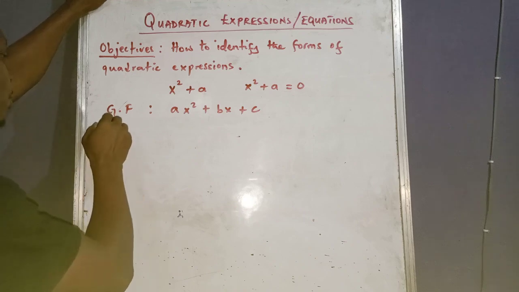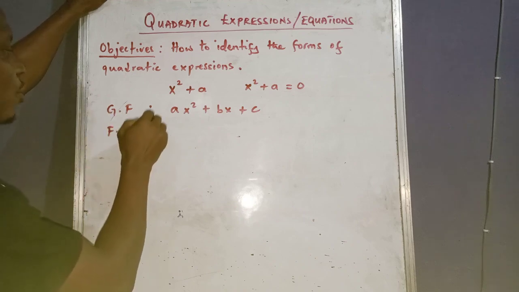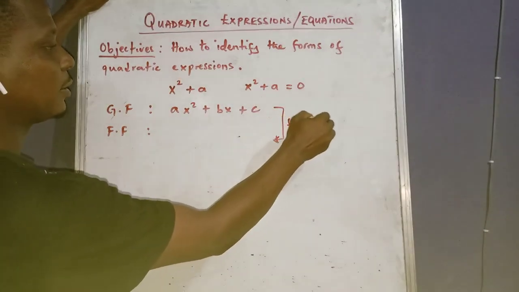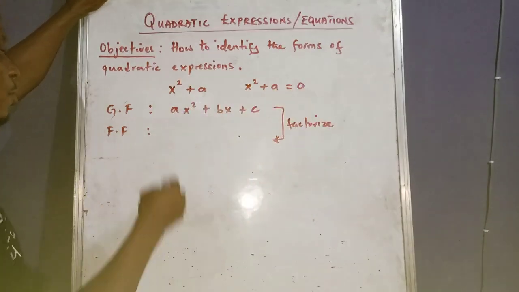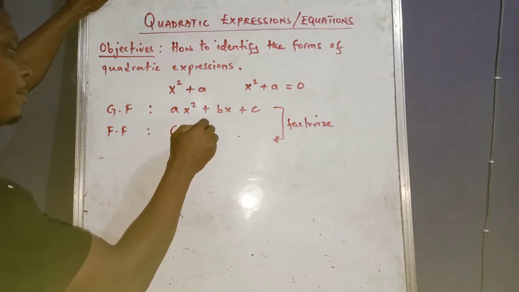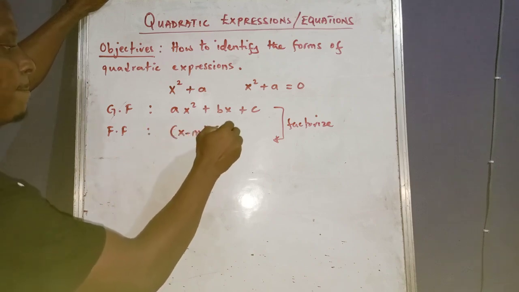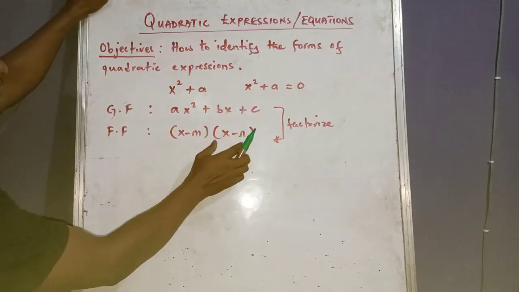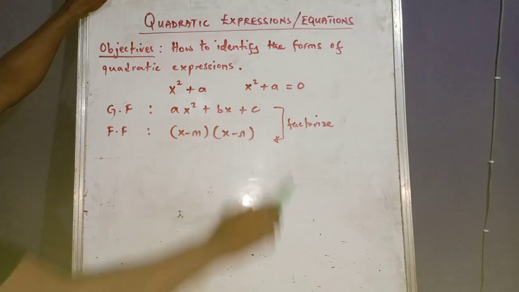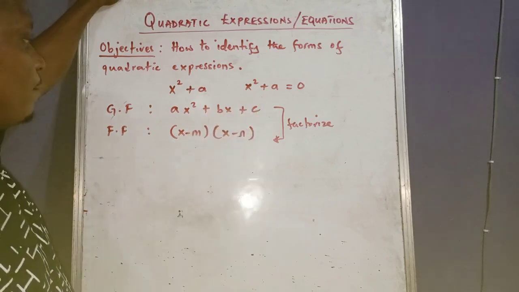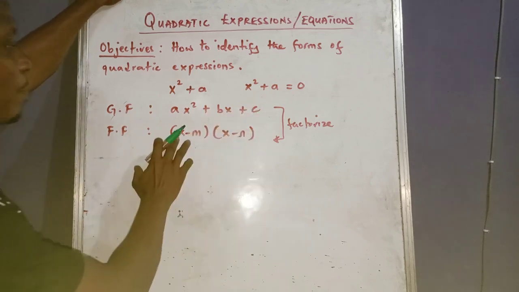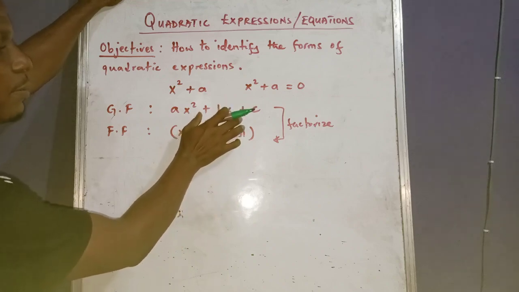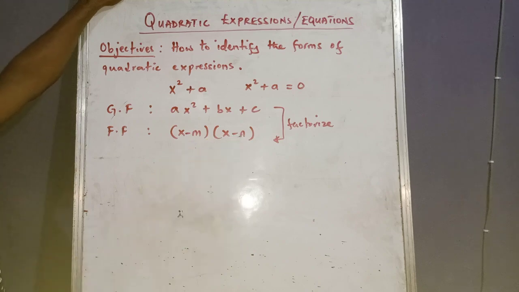This is the general form of a quadratic expression. We now also have what we call the factor form. That comes from when we factorize this general form. We have a form like x minus m times x minus n, where the two factors that are multiplied give us the general form of the quadratic expression. If you expand this, we are expected to get the general form. This is what we call the factor form.